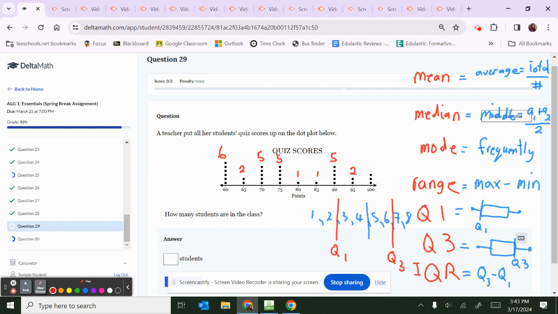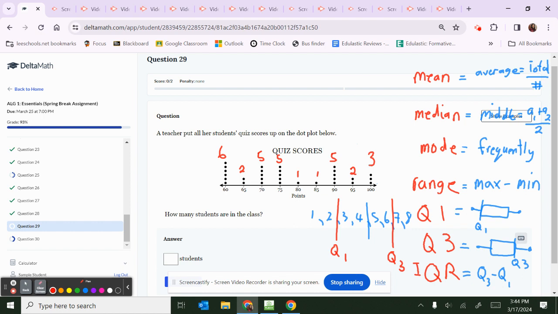And how many students got 100? 3. So when I want to find out how many students are in the class, all I need to do is add up all those numbers. So I need to do 6 plus 2 plus 5 plus 5 plus 1 plus 1 plus 5 plus 2 plus 3. 6 plus 2 is 8.